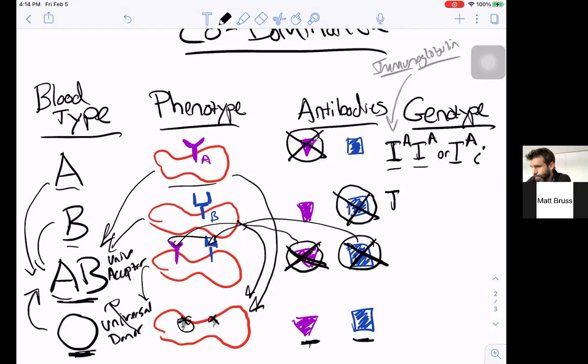The same goes for B. You could have gotten B from both parents, or B from one parent and the non-functional version from another parent. AB, there's only one way to get that: you got A from one parent and B from the other. And O is expressed when you got the non-functional protein from one parent and the non-functional protein from the other parent.